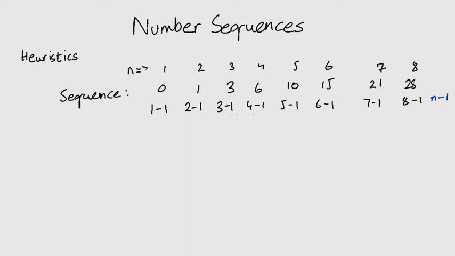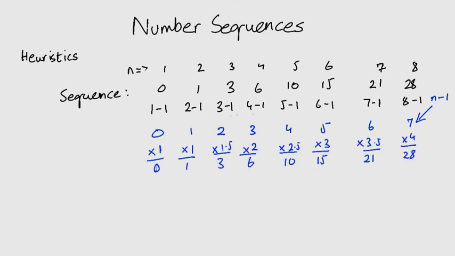Now let's write the value of n minus 1 beneath the value of n. Now let's find a link between n minus 1 and the value of the sequence. Here we are. If you multiply n minus 1 by a different number every time, we get the original sequence: 0, 1, 3, 6, 10, 15, 21, and 28. So what's the link between these numbers here and n here?